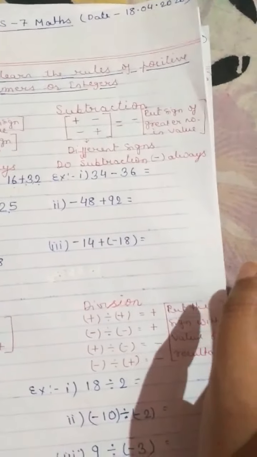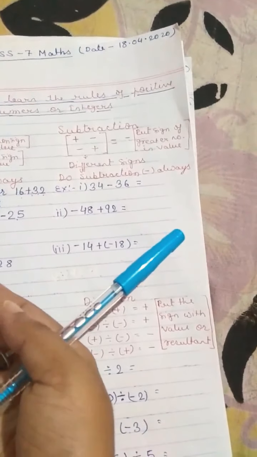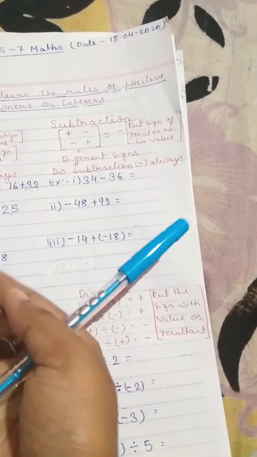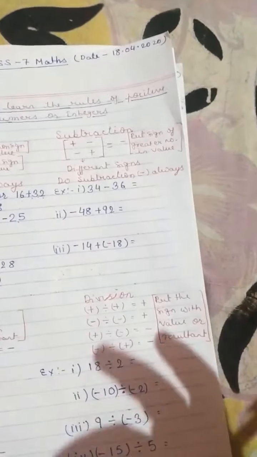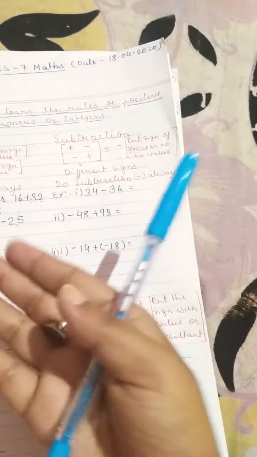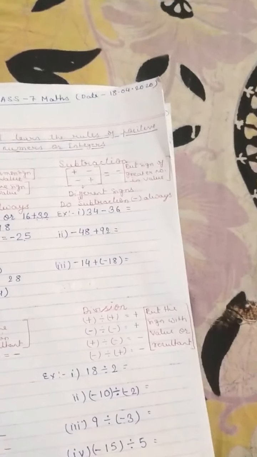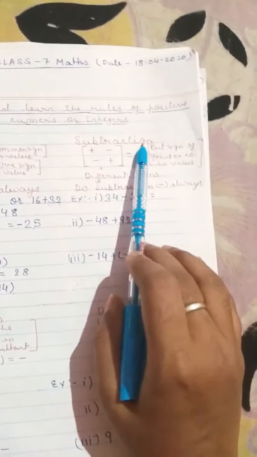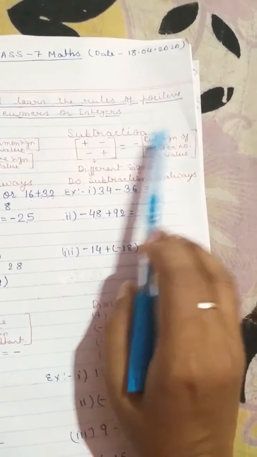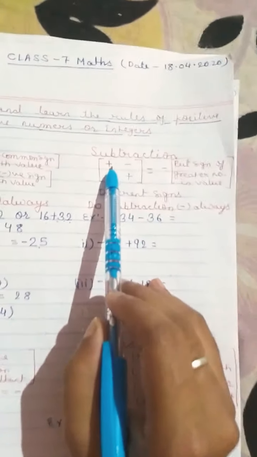Next thing is subtraction. I think you clearly know how to deal with integers in addition, how to deal with numbers, when a positive sign is there, when a negative sign is there. So come on, next thing is subtraction. How you can do subtraction of integers. So for subtraction of integers, first see here clearly.